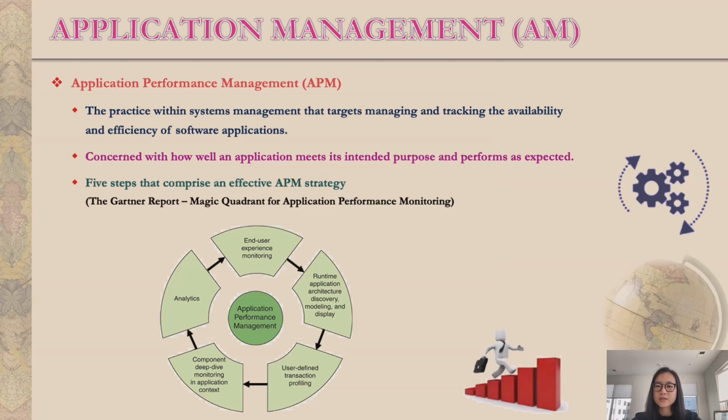It examines the workflow and the associated IT tools that are deployed to analyze, identify, and report application performance concerns to make sure that the expectations of businesses and end users are met. Application performance management is concerned with how well an application meets its intended purpose and performs as expected. An effective application performance management strategy consists of 5 steps.